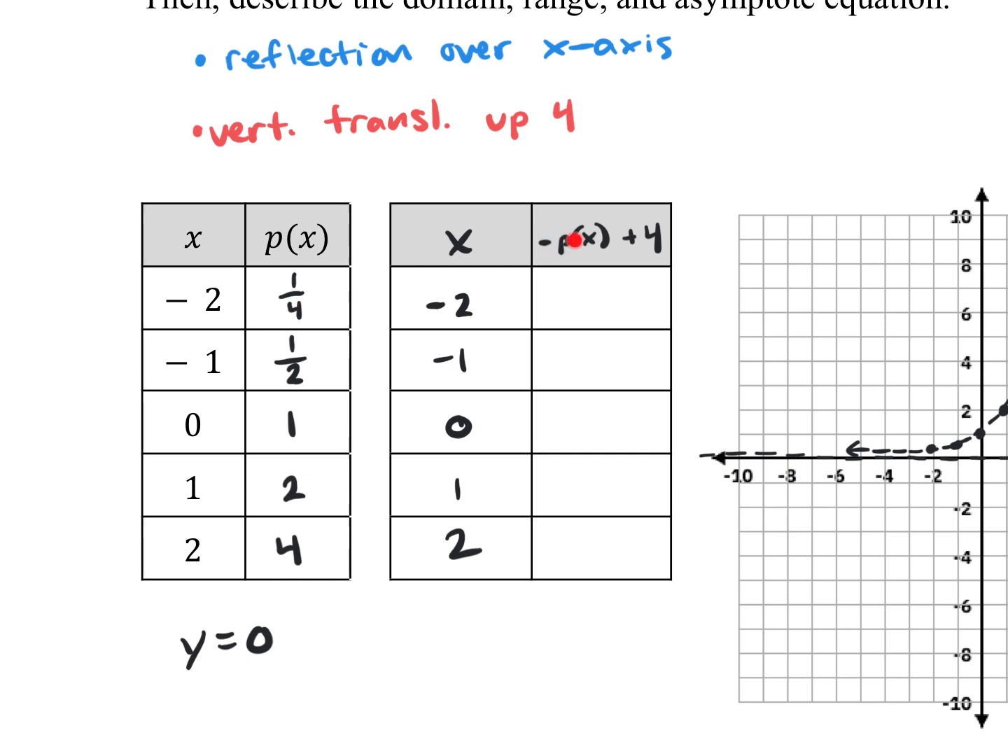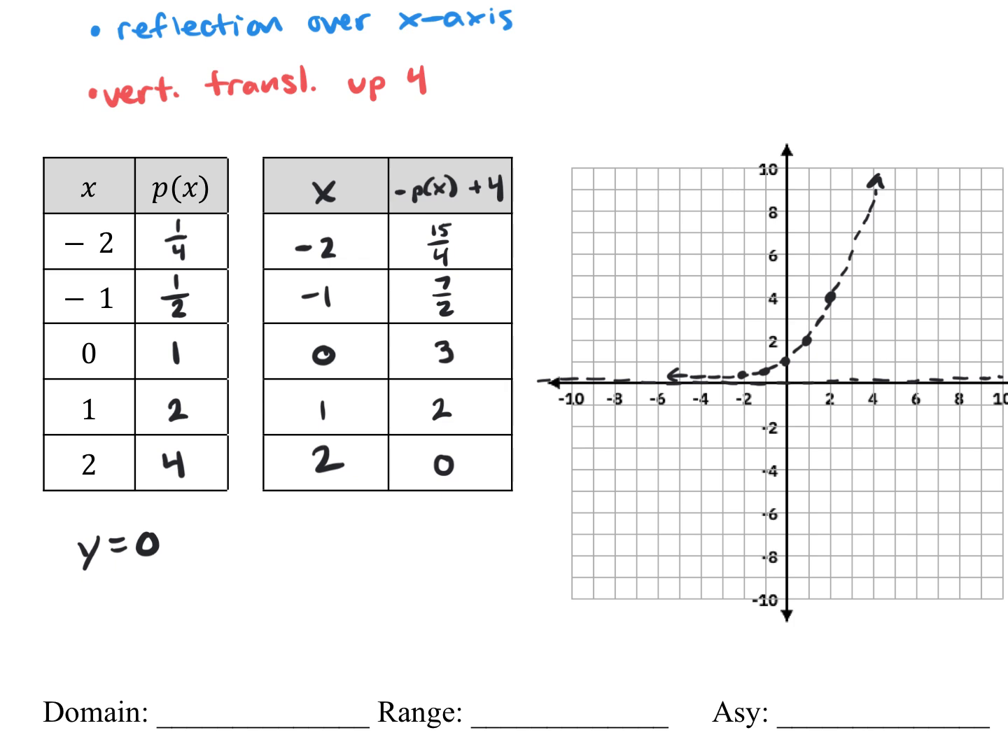So for this first one, I'd get -1/4, and then I can add 16/4, and I get 15/4. Here, I would get -1/2 plus 8/2 would be 7/2. Here, I would get -1 plus 4, which is 3. Here, I would get -2 plus 4, which is 2. And here I get -4 plus 4, which is 0. So let's plot these points.